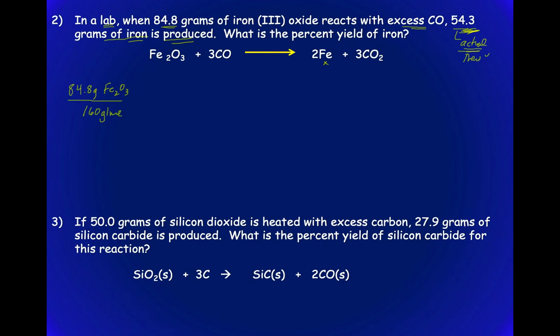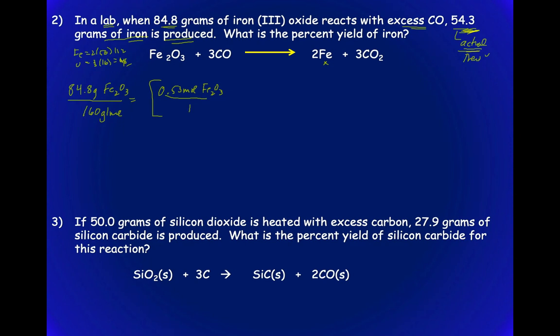Again, take your time to do that. Iron is 2 times 56, and oxygen is 3 times 16, which is 48. So the 48 and the 112 is 160. Just see where I'm getting that. And that's going to equal 0.53 moles of Fe2O3.